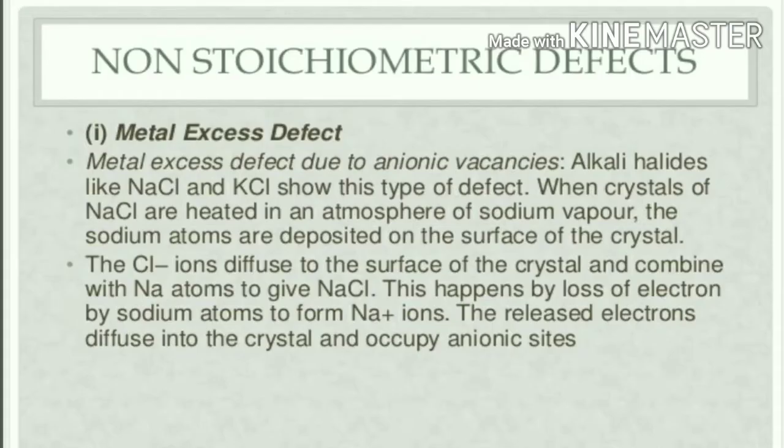Now, non-stoichiometric defect. As I mentioned earlier, the defect that causes the ratio of the number of cations to anions to be different from that indicated by the ideal chemical formula is known as non-stoichiometric defect. It is divided into metal excess defect and metal deficiency defect. So first we will understand metal excess defect.